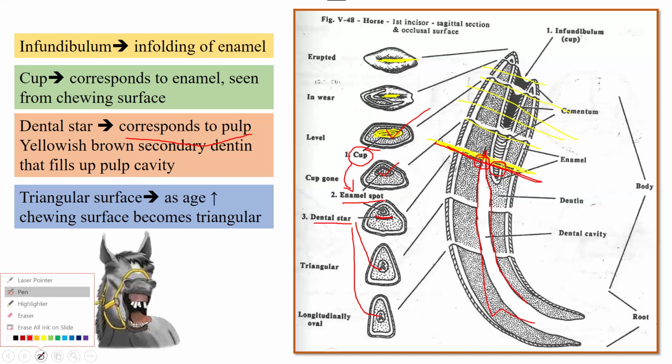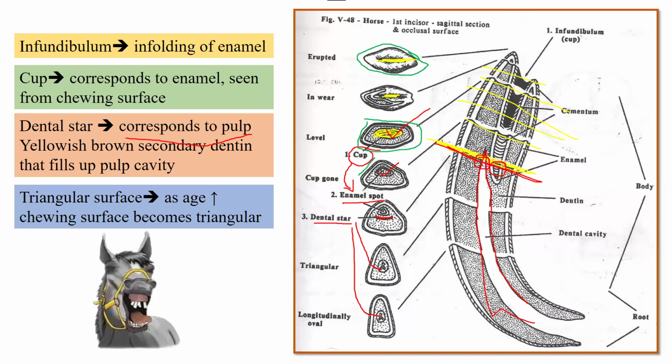I can change the color. Okay, now I'm using the green color. In a young horse, the shape is somewhat like this. Now you can see it becomes a bit rectangular. Then it starts to become a triangular surface. And as age keeps on progressing, it becomes a proper triangle.